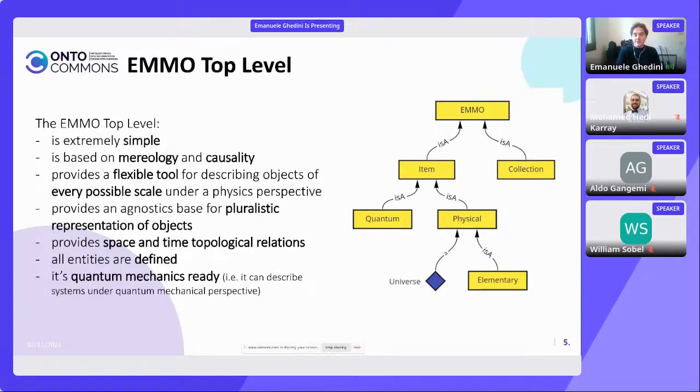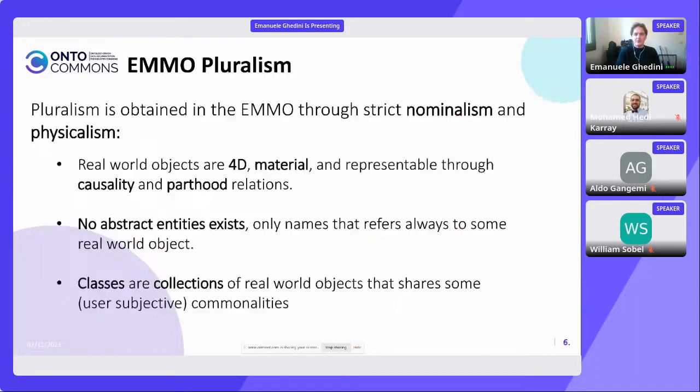It provides space and time topological relations as defined, not primitive, concepts. In fact, all the entities here are defined except for the two relations of parthood and causality that are primitive. So given these two concepts, everything at the top level is completely defined. And it is also quantum mechanics 3D, so it can be used to describe systems from a quantum mechanical perspective.